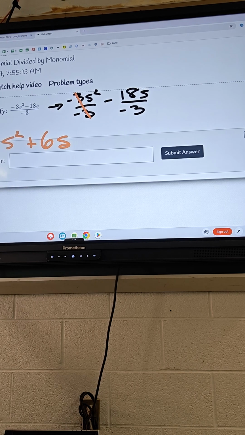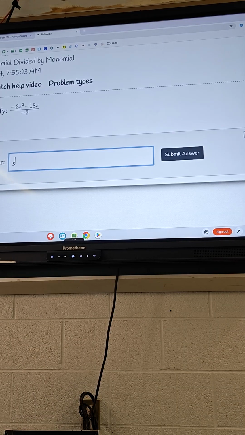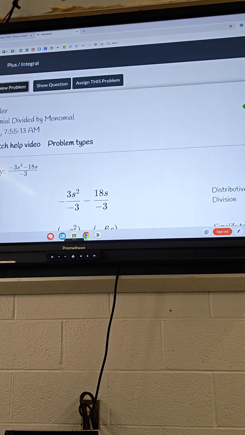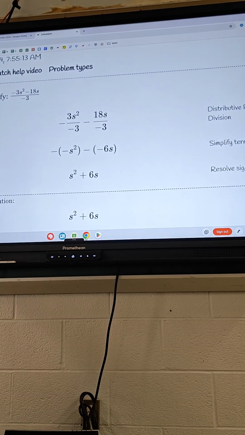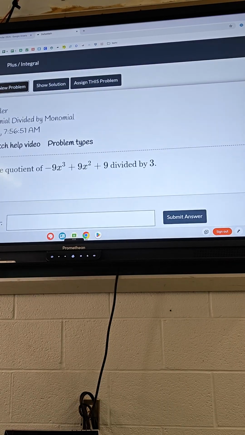So let's see. So s squared plus 6s. S squared, you hit shift 6 to get that squared, plus 6s. Yeah, that's it. So again, they split it out also. And that's it.